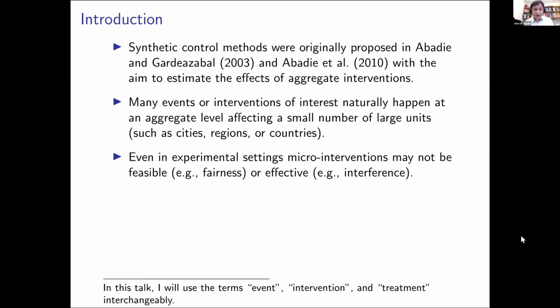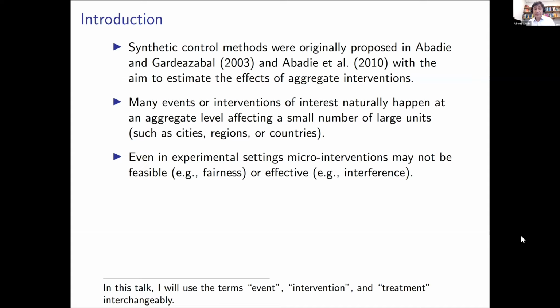However, many of the policy interventions that we care about, or many of the aggregate events that we care about, are not like that. They do not happen at the individual level. They happen at the level of large jurisdictions, as I said before, like cities, regions, or countries.